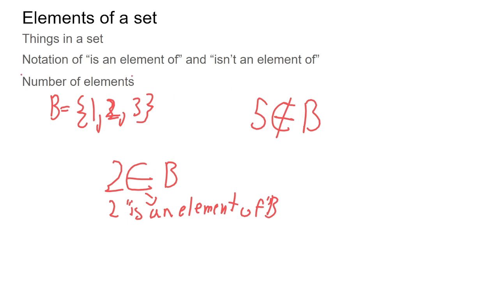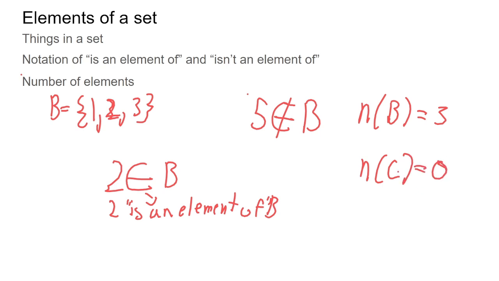There's also notation for the number of elements in set B, or in any set. You would put an n, then brackets, then the name of the set, which in this case is B. And then you would put how many elements are in the set. So here there's 1, 2, 3 elements. So the number of elements in B is 3. And let's say there's another set, C, and there's nothing in the set. It's an empty set. Then we can write C is equal to an O with a cross through it. That means that C is the empty set. This is the empty set symbol.